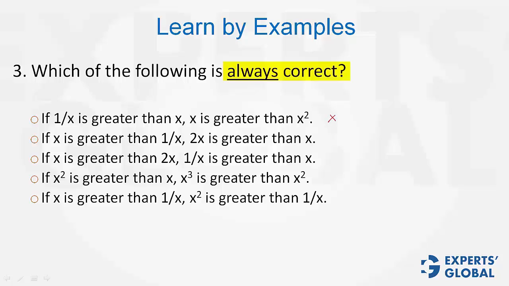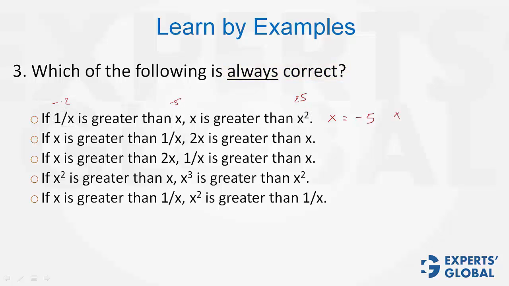For a big negative value, such as x equals negative 5, you will see that 1 divided by negative 5 becomes negative 0.2, which is greater than x, which is negative 5. But x is not greater than x squared, as x squared will turn out to be a big positive number. This would be 25. So see, the condition has been contradicted, and therefore option 1 can be eliminated.